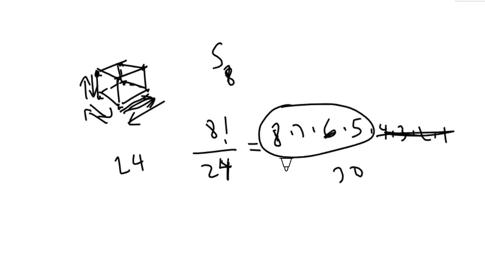This is 30 and 56, so that's like 1,680. So there's 1,680 different beaded cubes, different configurations we could have if all of these beads are unique and different.